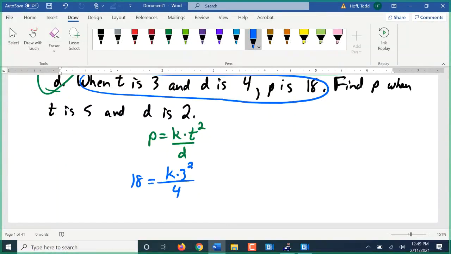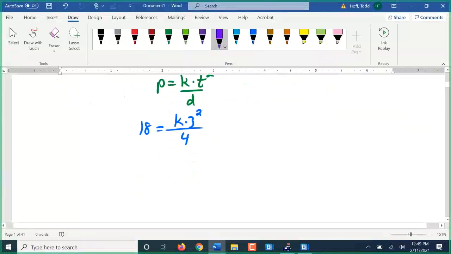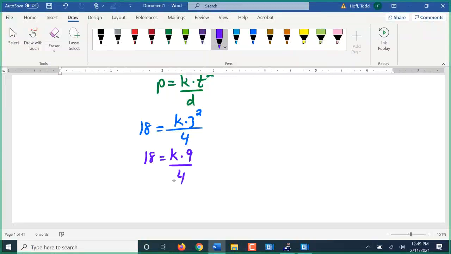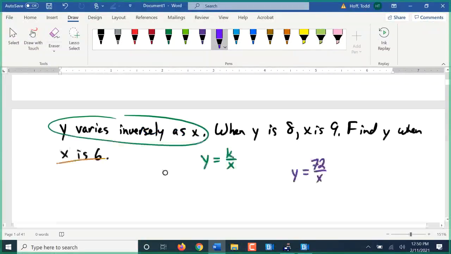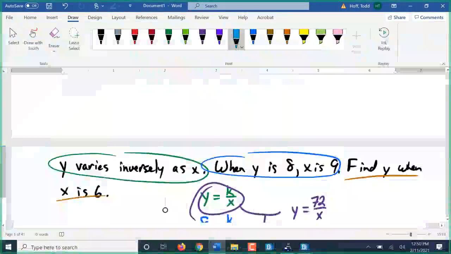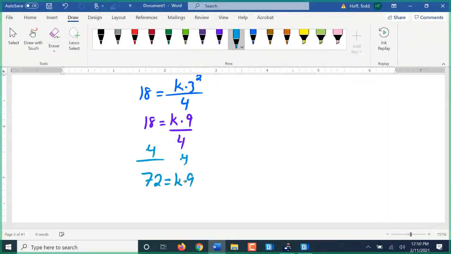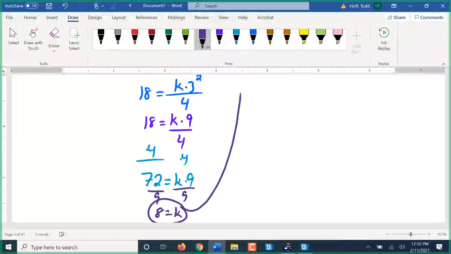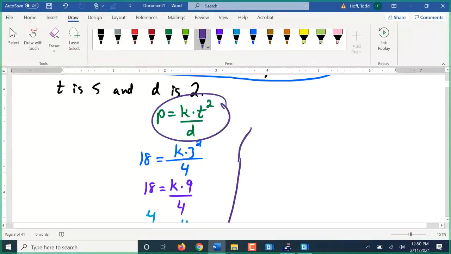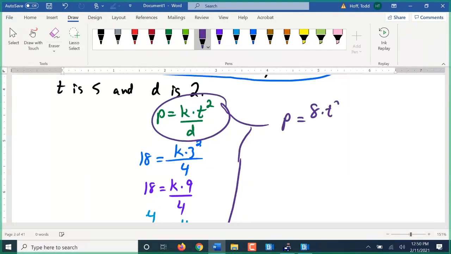Now there's a little bit of work to solve this. First, we would want to square the 3. 3 squared, or 3 times 3, is 9. Now we can multiply by the 4 to get rid of the 4. 72 equals k times 9. And we can divide by 9. 8 equals k. So we can take that up here to our original form. If the constant is 8, then P equals 8 times t squared over d.